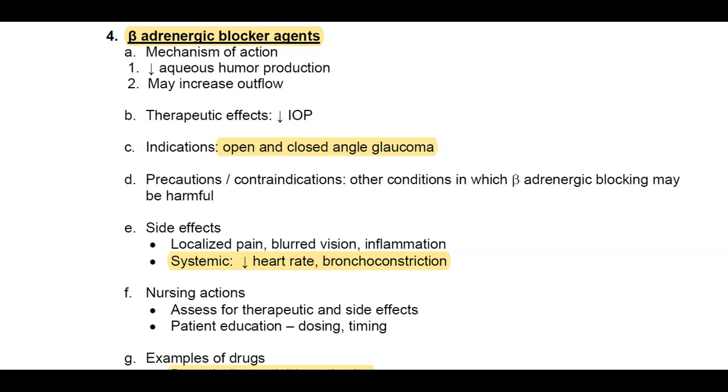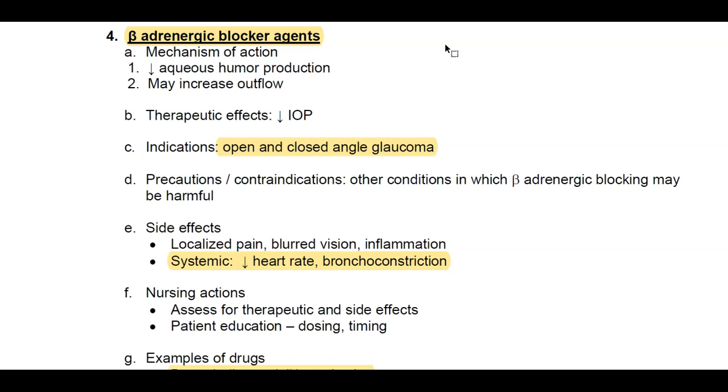Next drugs are your beta-adrenergic blockers or beta blocker agents. So again, very similar to your systemic beta blockers, but this one is more localized, although we still need to keep an eye on the systemic effects. Mechanism of action includes decrease in aqueous humor production. It can possibly increase the outflow, therefore relieving that intraocular pressure. And its therapeutic effect, generally speaking, is to decrease intraocular pressure. Indications for these agents are open and closed angle glaucoma, and precautions and contraindications are basically the same.